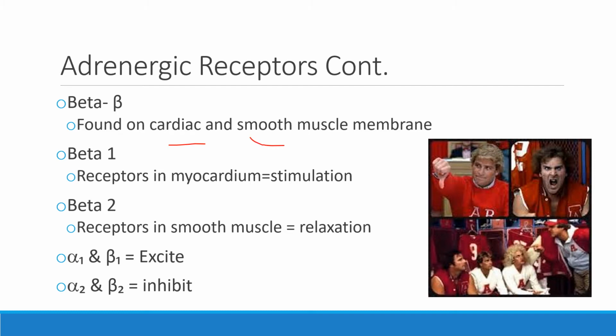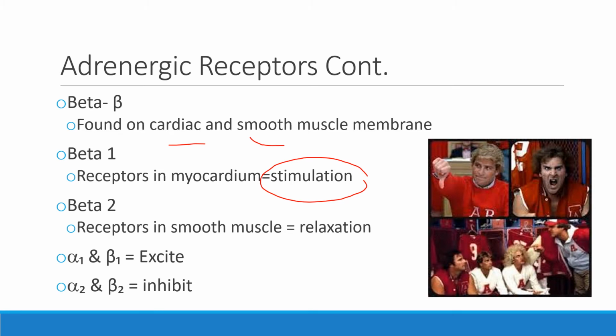So beta 1 receptors are in the myocardium, and they will stimulate the myocardium. So what does that mean for the myocardium? It means that the heart's going to beat faster, stronger, right? It's going to improve the beat of the heart, the myocardium. It's going to improve that muscle contractility.